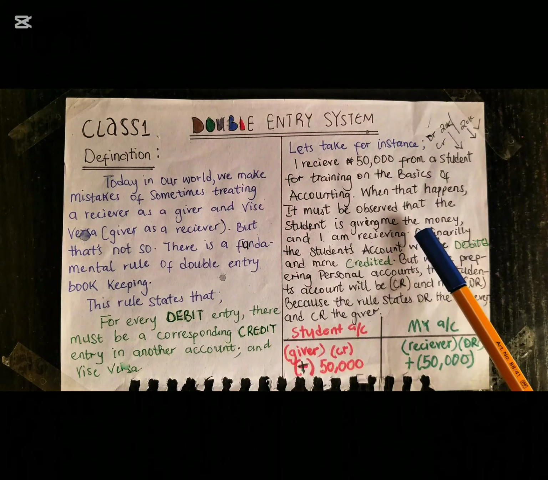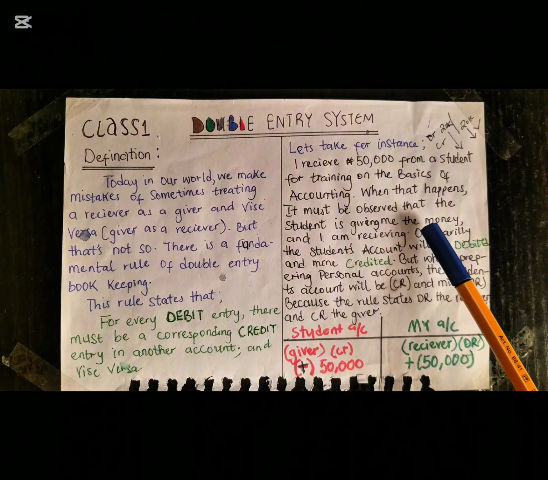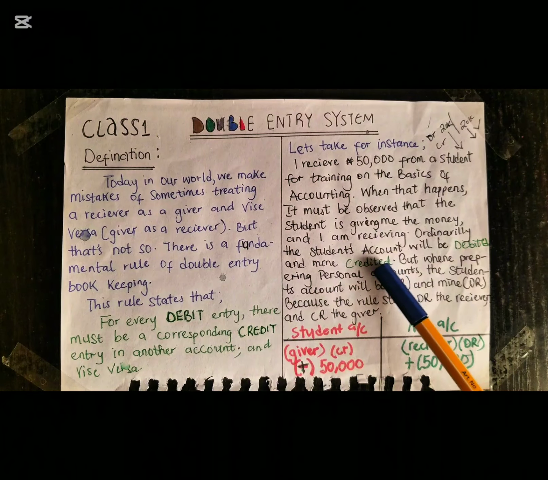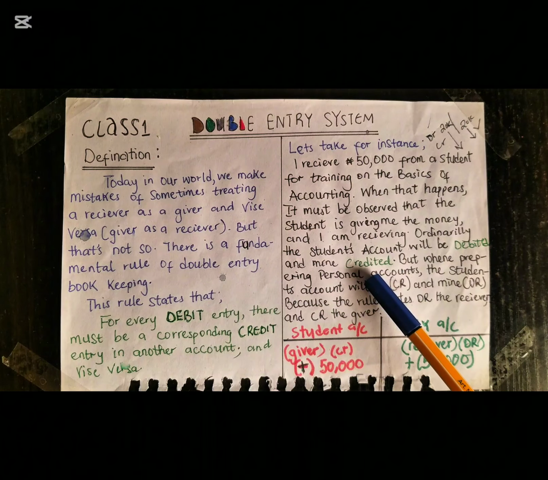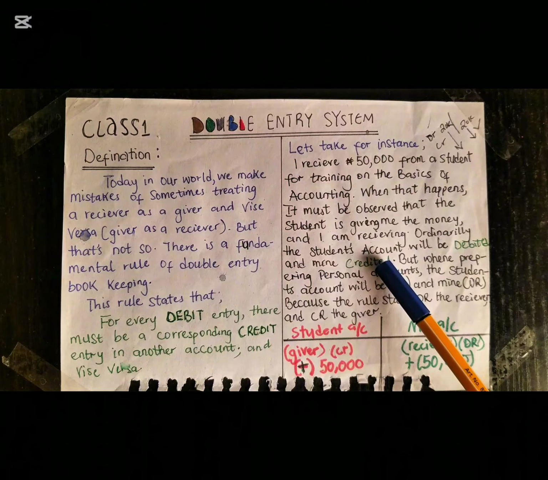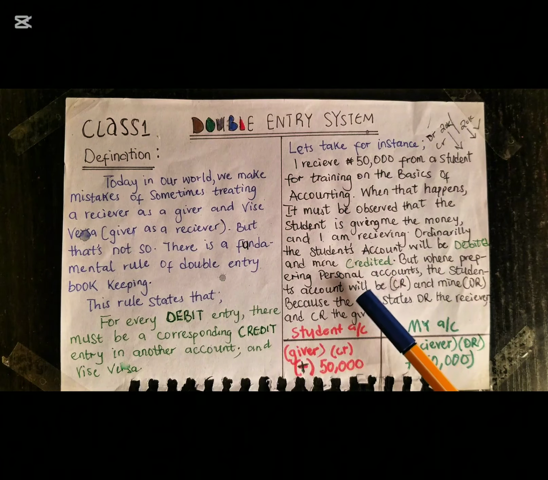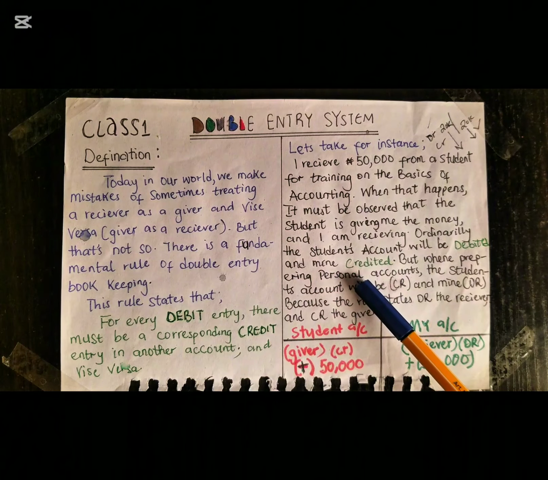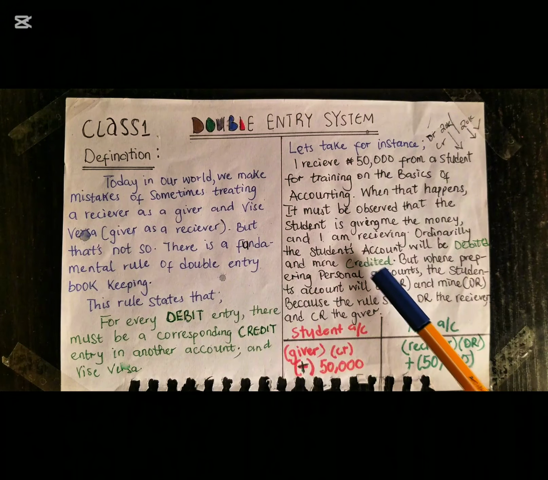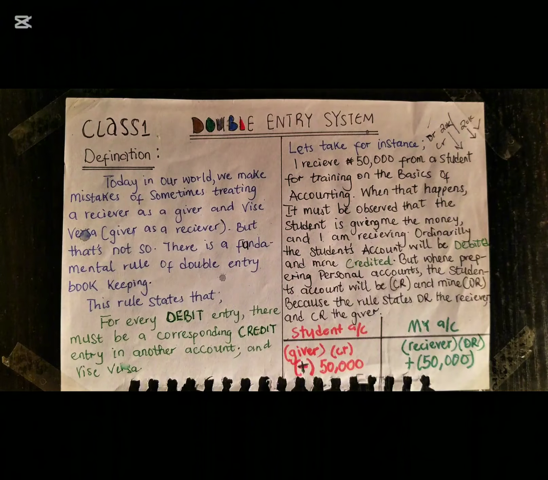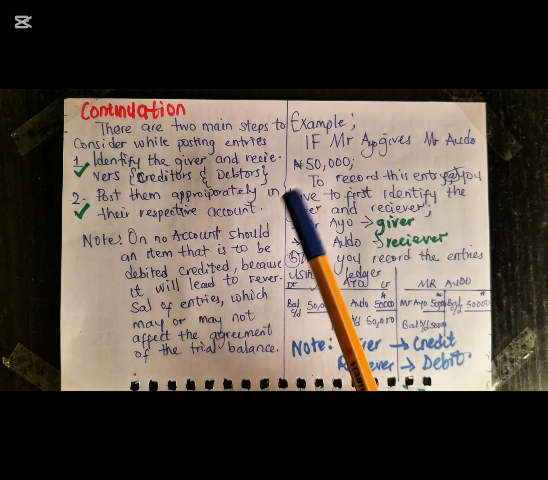So if for example you're going to prepare an account there, you are going to debit her account. Why? Because she's receiving it from you. And you are going to be credited. Why? Because you are the one giving. Do you understand? So let's see the continuation.